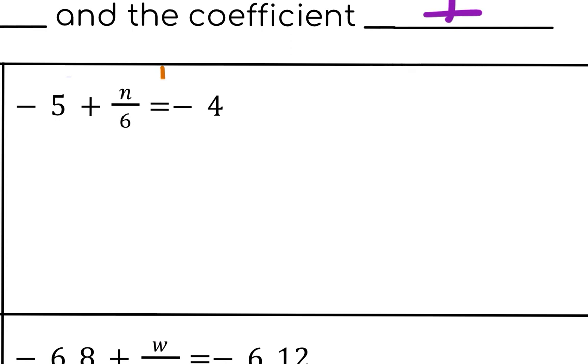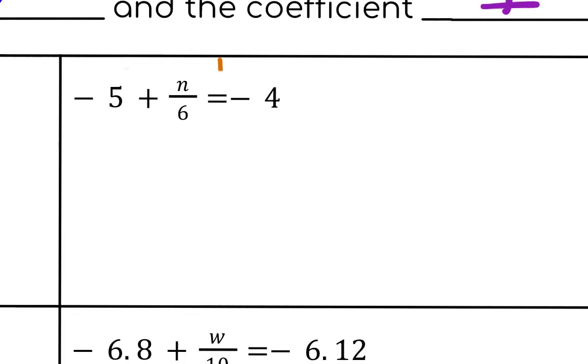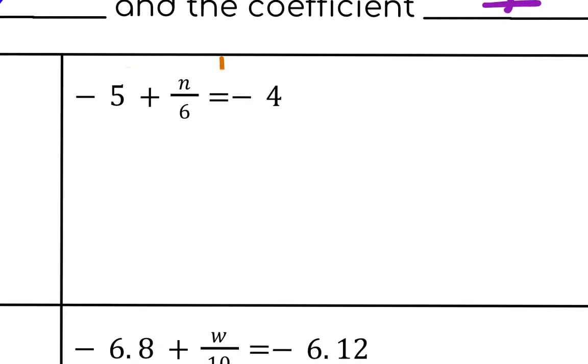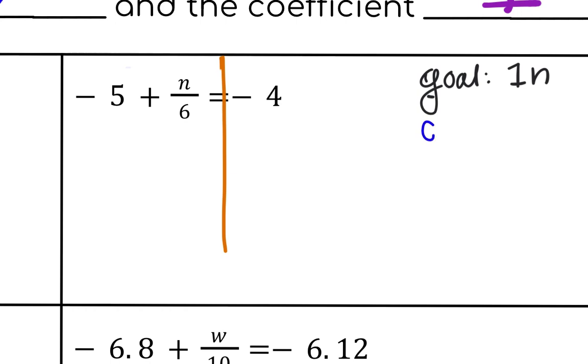Okay, so this one, negative 5 plus n over 6 equals negative 4. Our goal is to get a positive 1n. We always want a positive 1 of our variable. I draw a line through my equal sign to keep the two sides organized. Then starting from the side of my variable, I'm going to undo the constant.